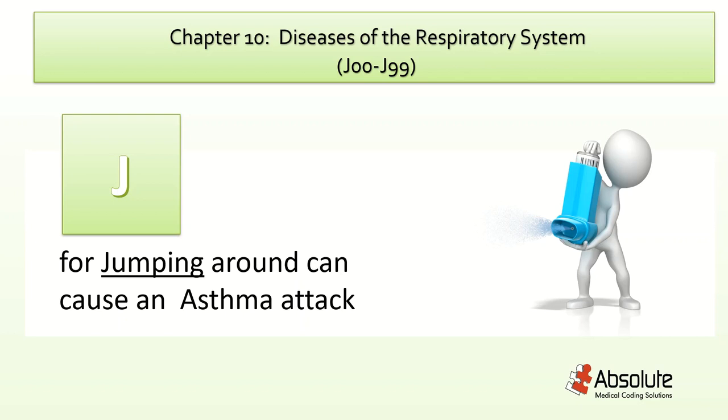Chapter 10 diseases begin with the letter J, and Chapter 10 diseases are diseases of the respiratory system. So what does J and the respiratory system have in common? Well, jumping. If you jump, it can cause an asthma attack, right? Well, for some people, if they overexert themselves, like jump, it can cause an asthma attack. Asthma is a common respiratory system disease, and the code series is J00 through J99.